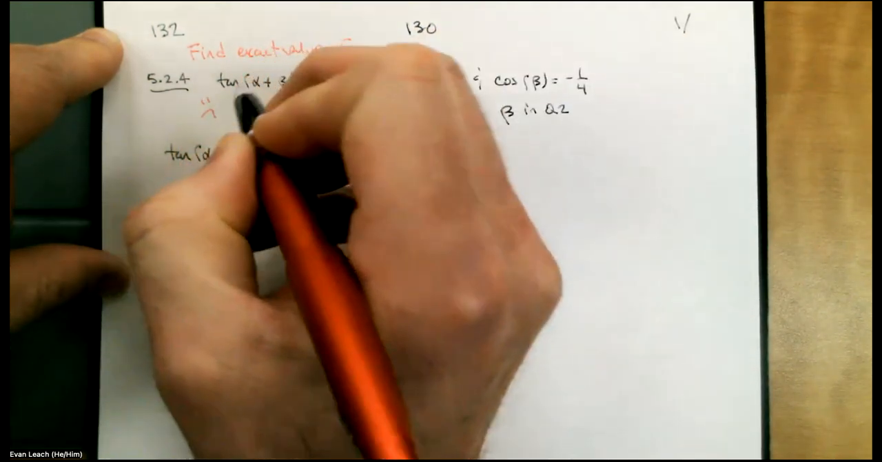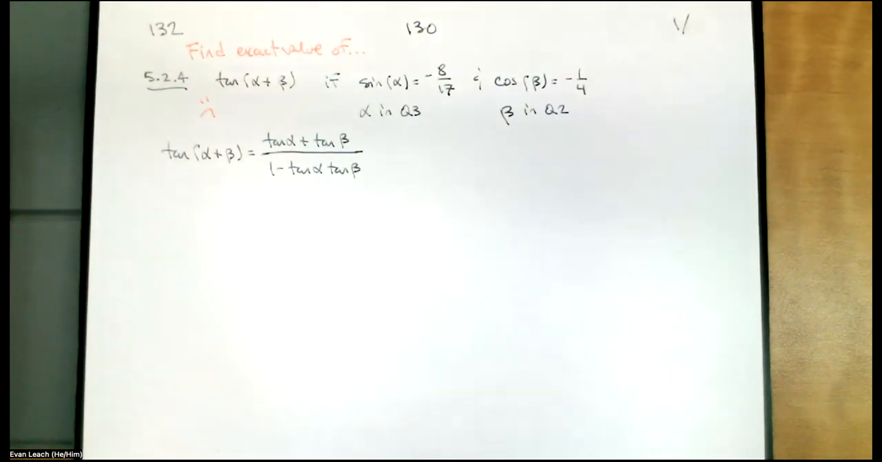And so we're like, oh, exact value. Because if we didn't have to find the exact value, I could just grab sine alpha is -8/17, use my calculator to find the reference angle and figure out what alpha is. Put that reference angle in quadrant 3, and then figure out what beta is, add the two together, and hit the tangent button. Let's do the problem as intended.